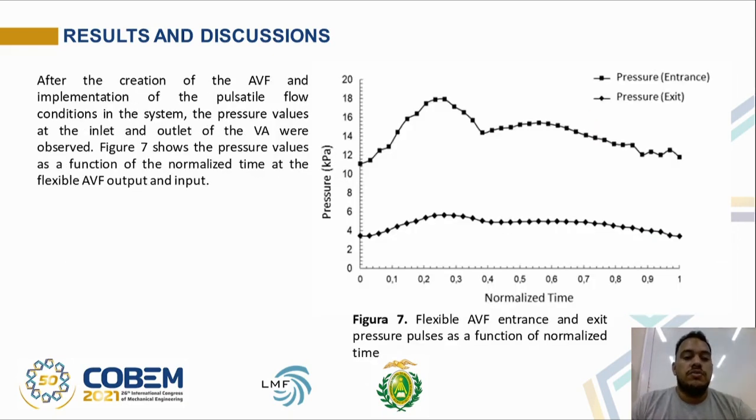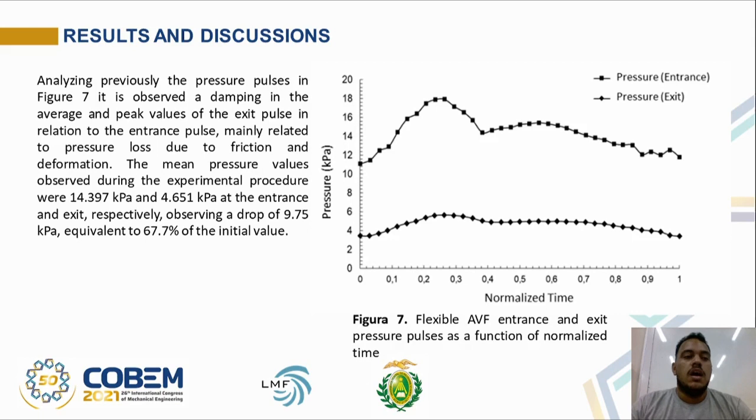After the creation of the AVF and implementation of the pulsatile flow conditions in the system, the pressure values at the inlet and outlet of the VA were observed. Figure 7 shows the pressure values as a function of the normalized time at the flexible AVF output and input. Analyzing the pressure pulse in Figure 7, a damping is observed in the average peak values of the exit pulse in relation to the entrance pulse, mainly related to pressure loss due to friction and deformation.